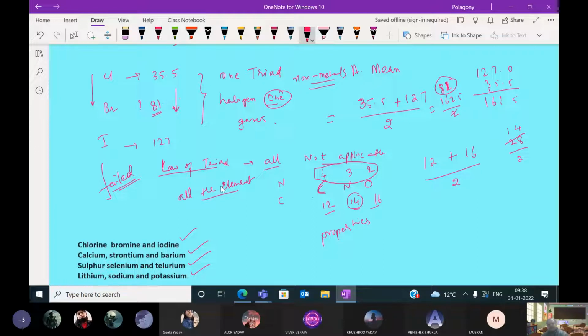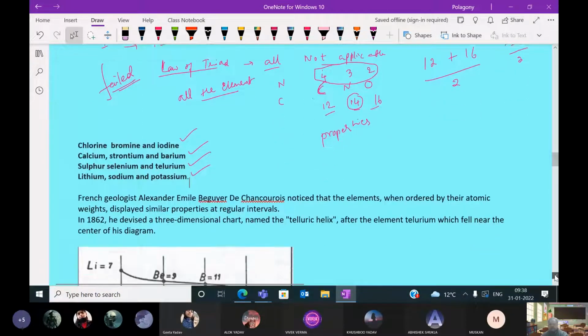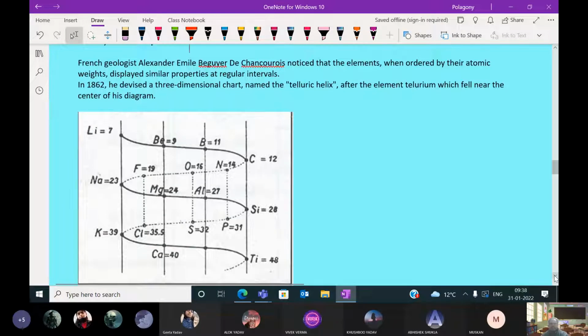Now I'm moving further in the classification. After the Dobereiner triad comes the next classification. This is not in your syllabus, but I'll brief it. A French geologist, Alexandre-Émile Béguyer de Chancourtois.